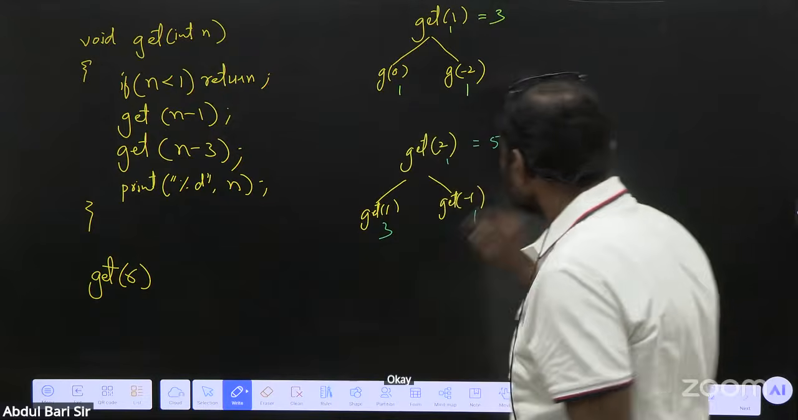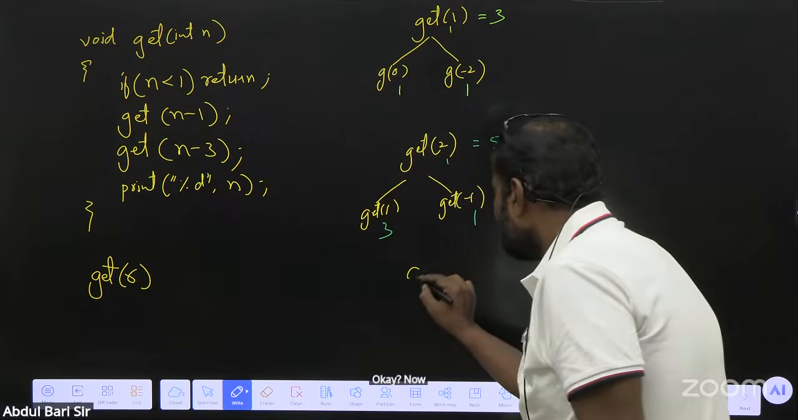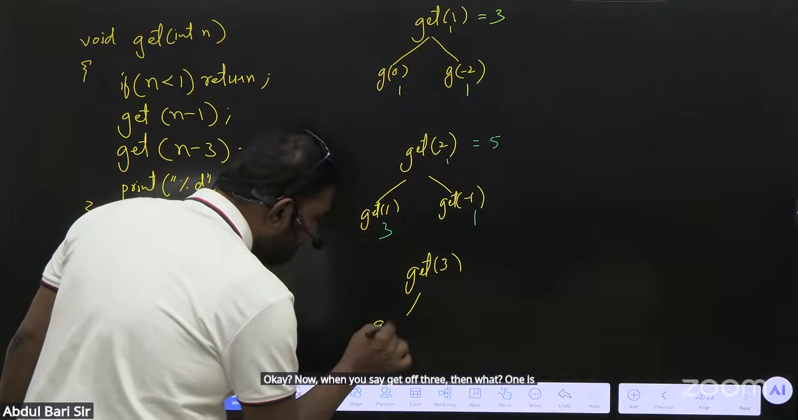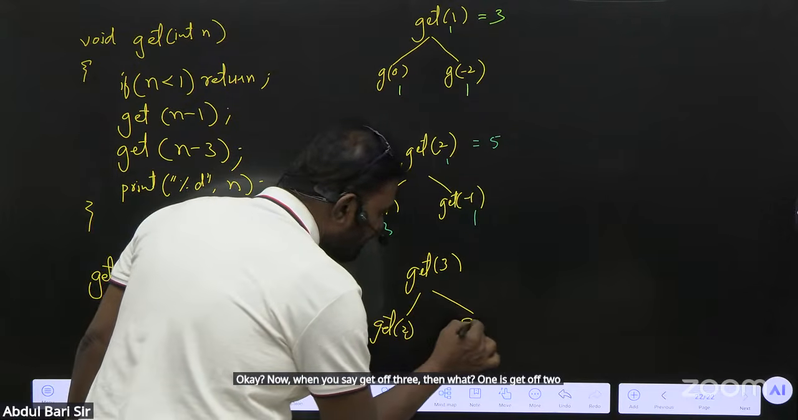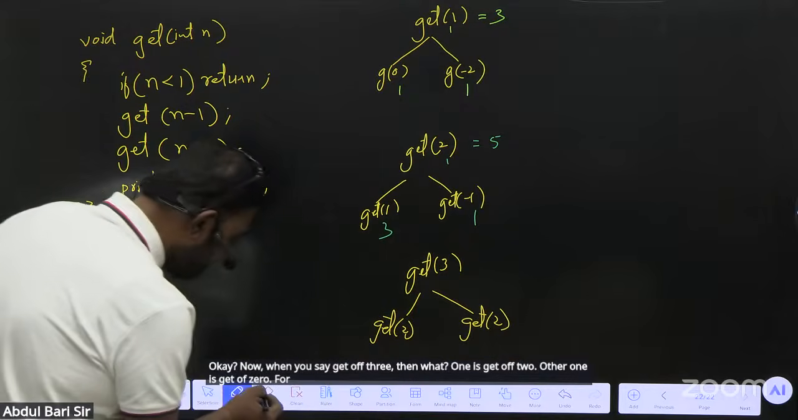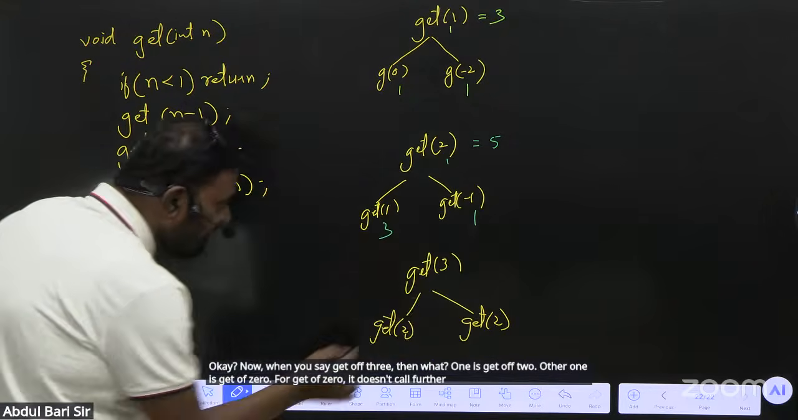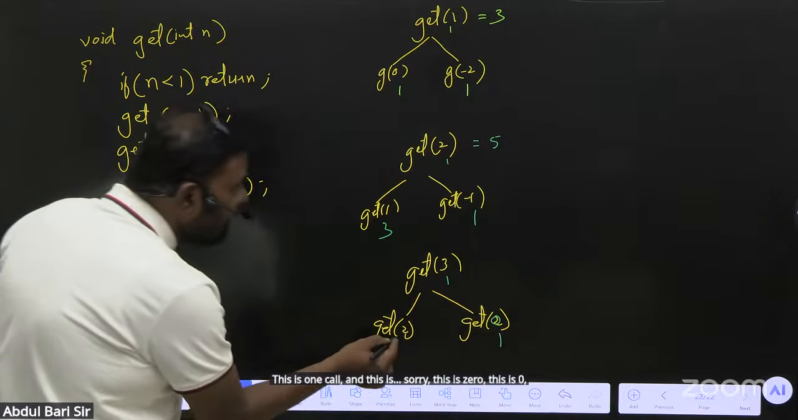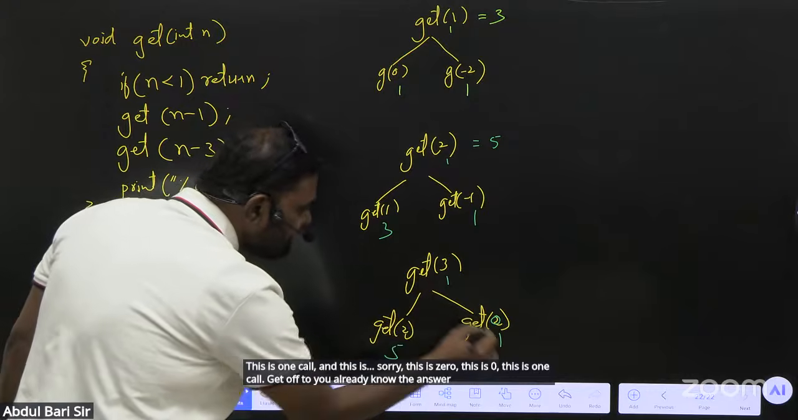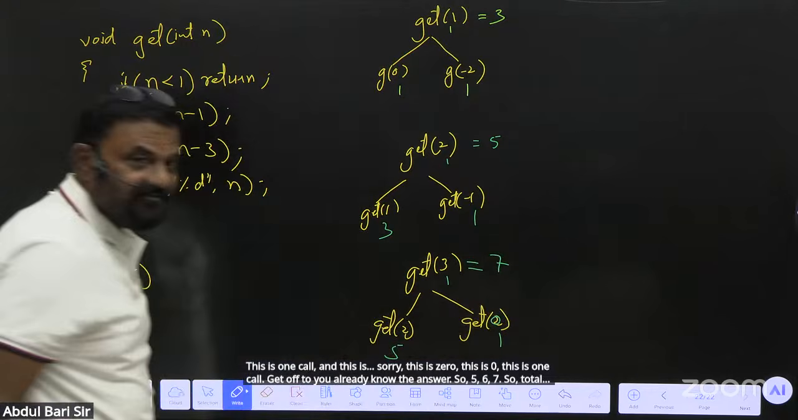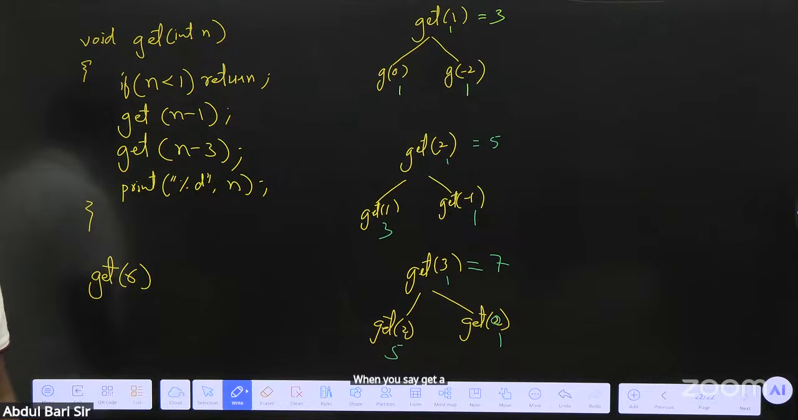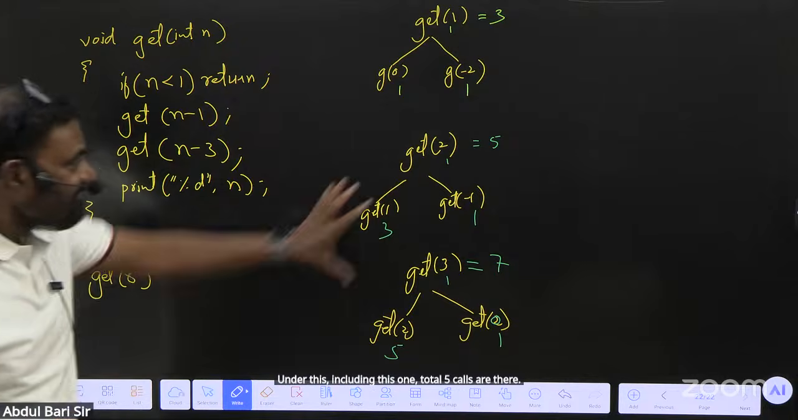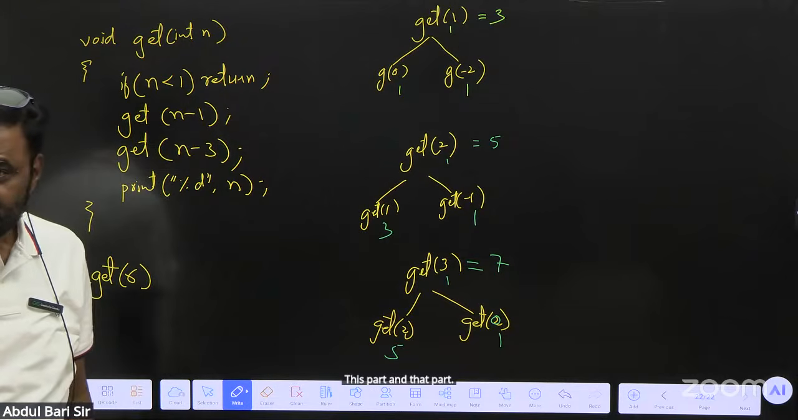Now, when you say get of 3, then what? One is get of 2, the other one is get of 0. Get of 0 doesn't call further, so this is one call. Get of 2, you already know the answer, so 5, 6, 7. When you say get 3, total 7 calls. Under this, including this one, total 5 calls are there, this part and that part. You got the idea now?